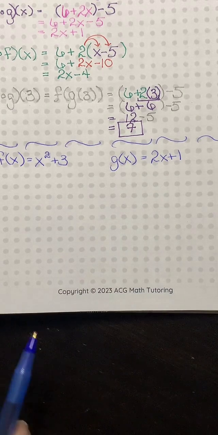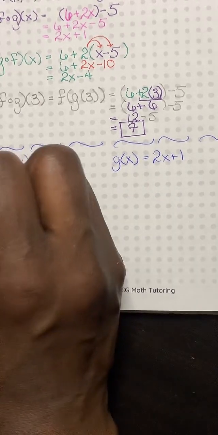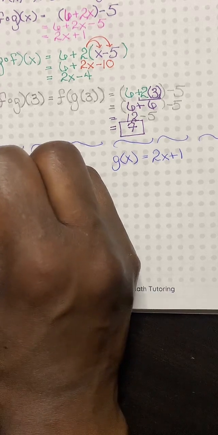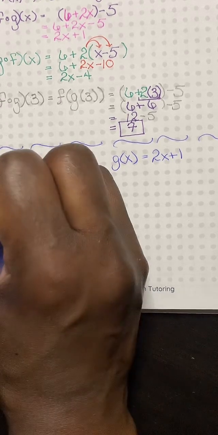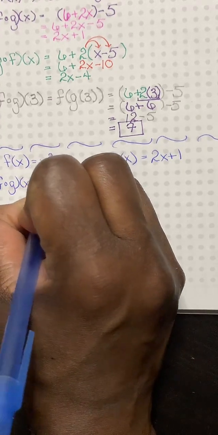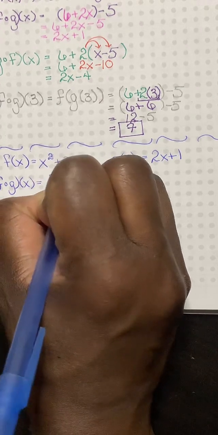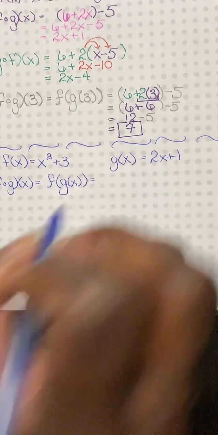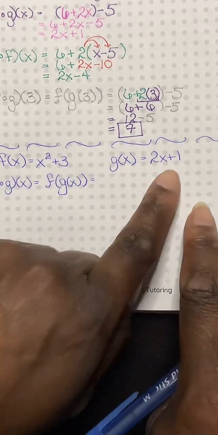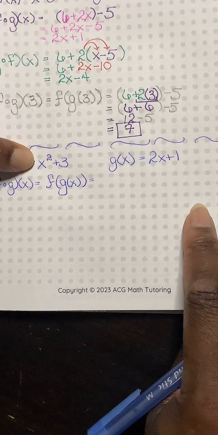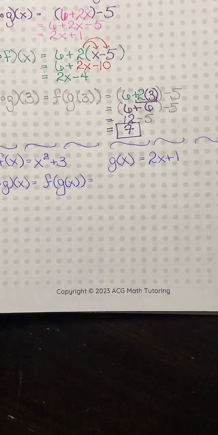All right. So I'm just going to simplify it. We're going to have our f of g of x. And remember, the f of g of x means simply this: you're going to have your g function inside the f function. So that means this 2x plus 1 is going to go in for the x value in the f function.